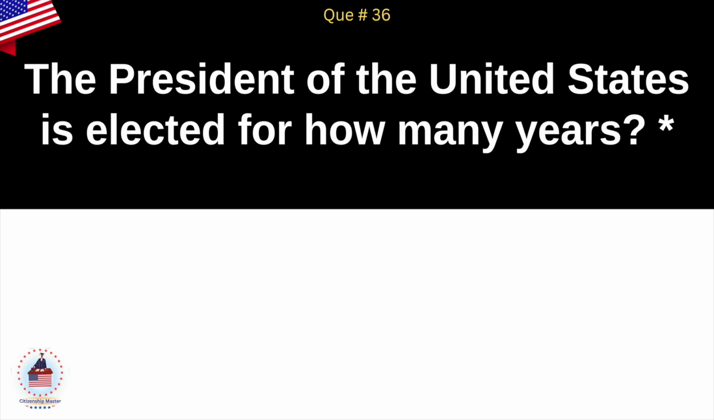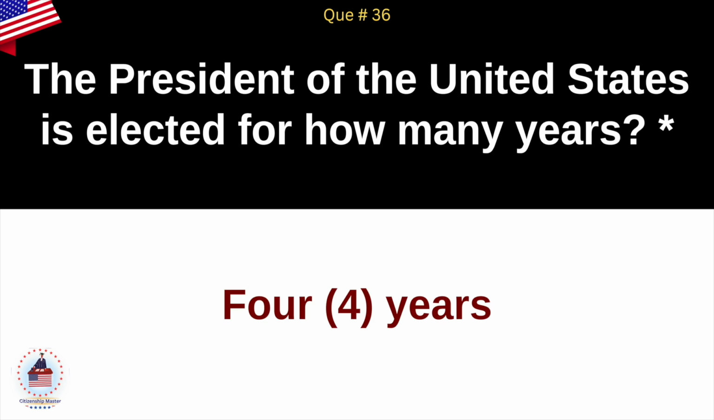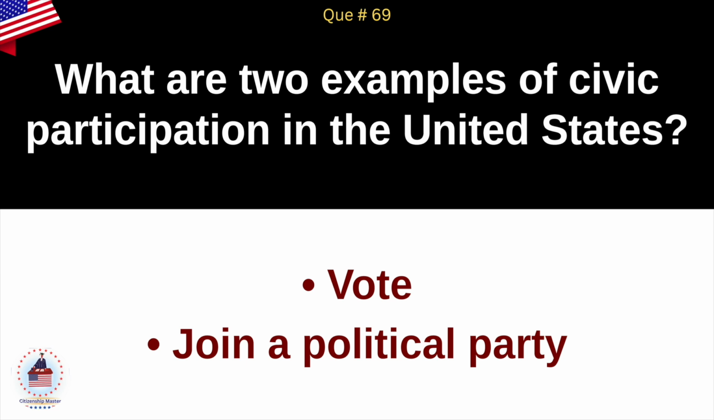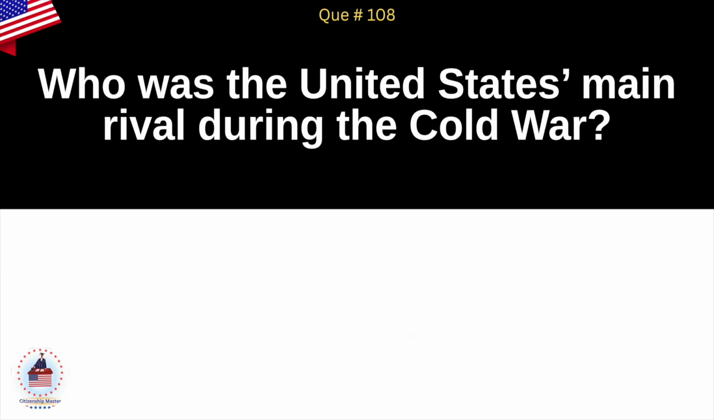The President of the United States is elected for how many years? For years. What are two examples of civic participation in the United States? Vote. Join a political party. Who was the United States' main rival during the Cold War? Russia.